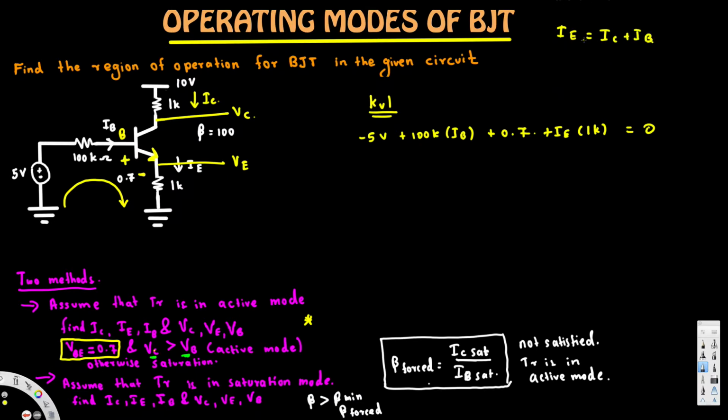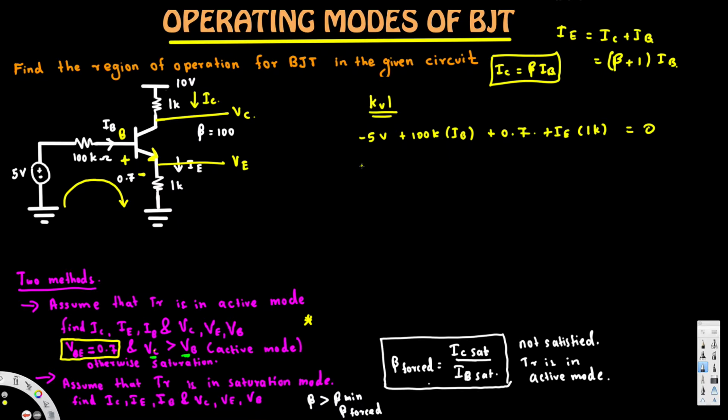Also we know that IC can be written as beta times IB. So instead of IC, if I replace it with beta times IB and take IB common, IE is going to be beta plus 1 times IB. If I replace this here, it's going to make this easy, because it leaves just one unknown variable, IB only.